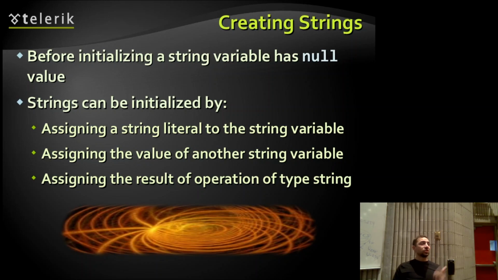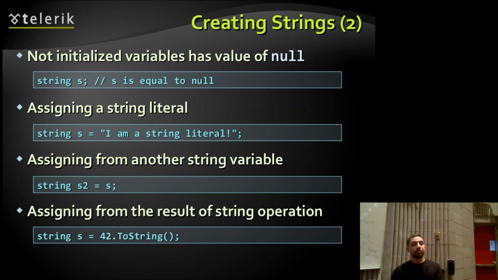Okay? You can initialize it in one of three ways. You can either put a string literal, double quotes, and whatever the values are. You can assign another string variable. You can say s equals t, if s and t are both string variables. Or anything that evaluates to a string type. There are lots of different methods that will give you a new string. So, by itself, it has null. You can use a string literal. That's just anything that's got double quotes around it.